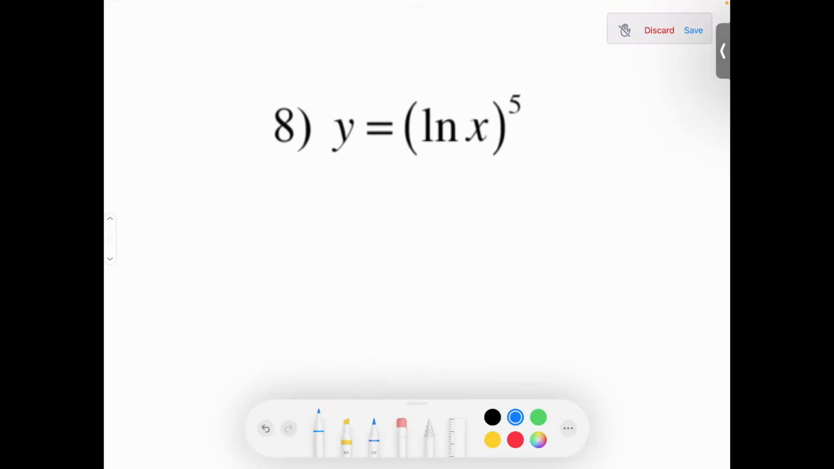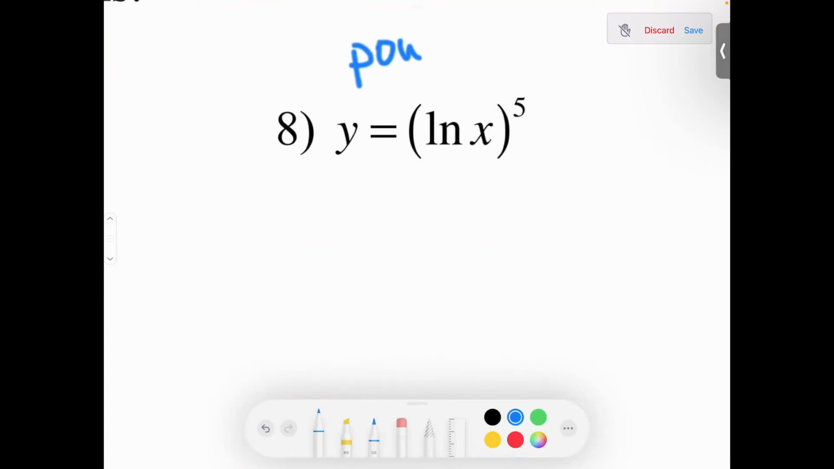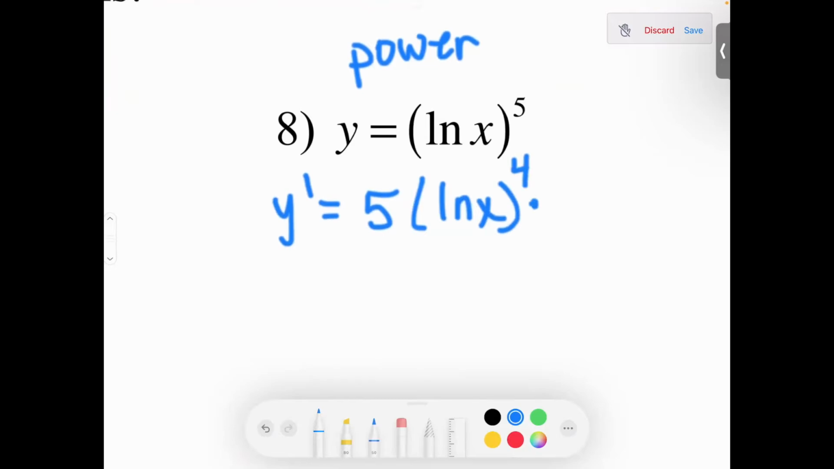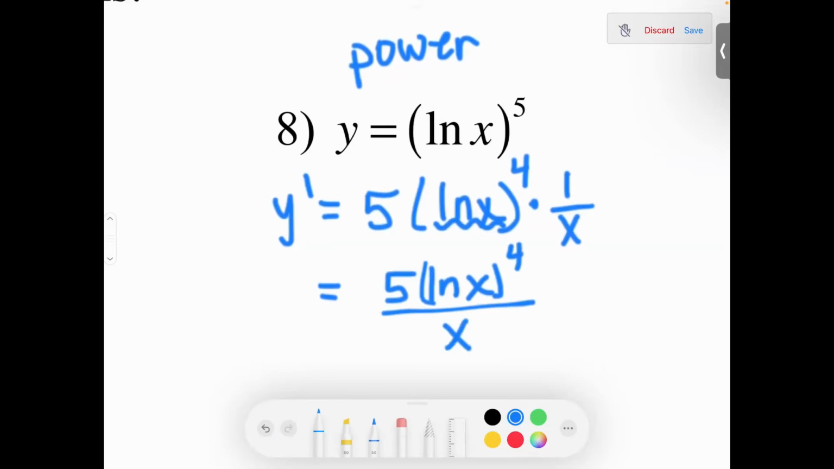Number 8, this would actually be power rule because we have something raised to a power. To take that derivative, we're going to take the derivative of that something raised to the power, which is 5, times that something raised to the fourth power. But then we've got to multiply it by the derivative of the ln of x, and that's 1 over x. So we get 5 ln x raised to the fourth power all over x. And we are done with number 8.